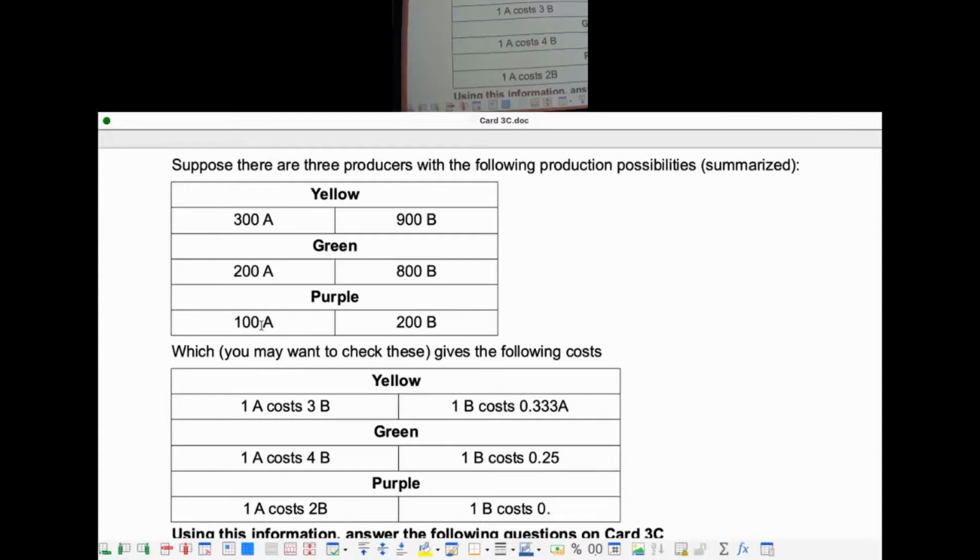But if you're dividing this by 100, you have to divide this by 100. So you take 200 divided by 100, you get 2. So 1A costs 2B in purple. Hopefully that makes some sense.